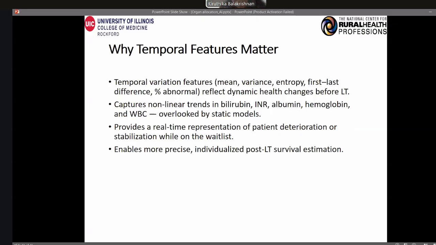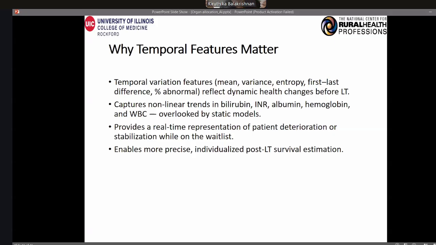Then let's talk about the temporal variation features. Why do we need temporal variation features like mean, variance, entropy, first-to-last differences, and percentage of abnormal lab readings? These features describe how patients' lab values change over time rather than just looking at a single snapshot. They essentially reflect the dynamic changes that happen in the months leading up to the transplantation.